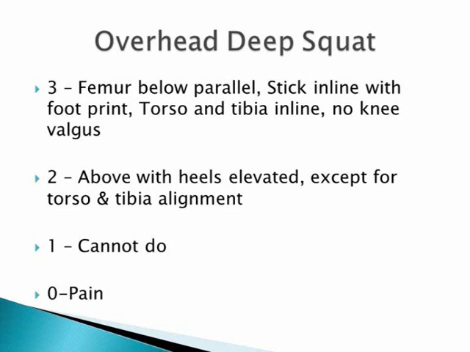So with the overhead squat, for a 3, we're looking for femur below parallel, stick in line with the feet, torso and tibia in line, and no knee valgus. It's all the same criteria for a 2 except the heels will be elevated. The only thing that might be a little bit different would be the torso and tibia alignment when the heels are elevated. They mightn't be perfectly in line. A 1 means the person cannot meet this criteria with the heels elevated, and 0 of course is pain.